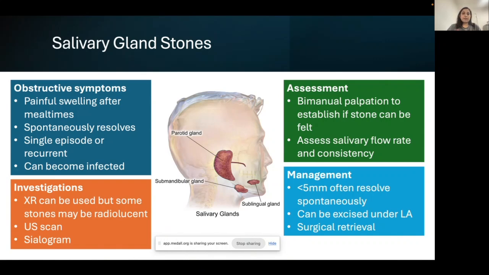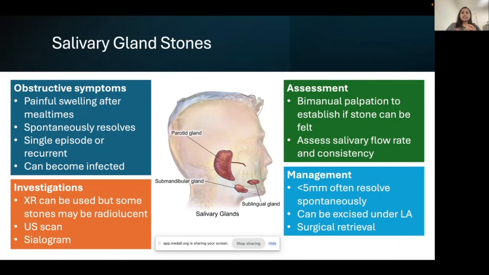Then the important thing to remember is the parotid gland. The duct comes out in the cheek on the inside, just next to the upper molars. And then the submandibular and sublingual glands open up in the floor of the mouth, just underneath the tongue. So often people can get salivary gland stones, and that's because of the composition of saliva.